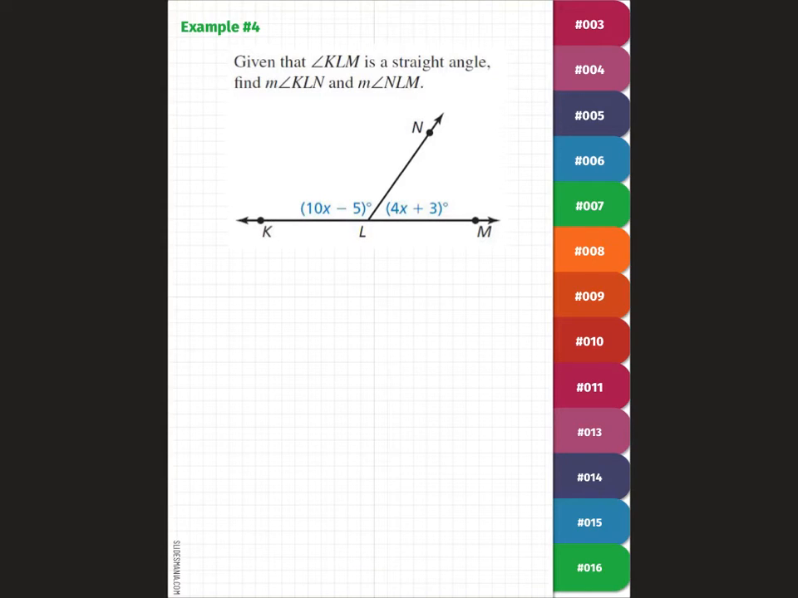So before I do example number 4, I would like for you to try it on your own. So go ahead and pause right now and try example number 4. And then when you're done, you can come back and check.